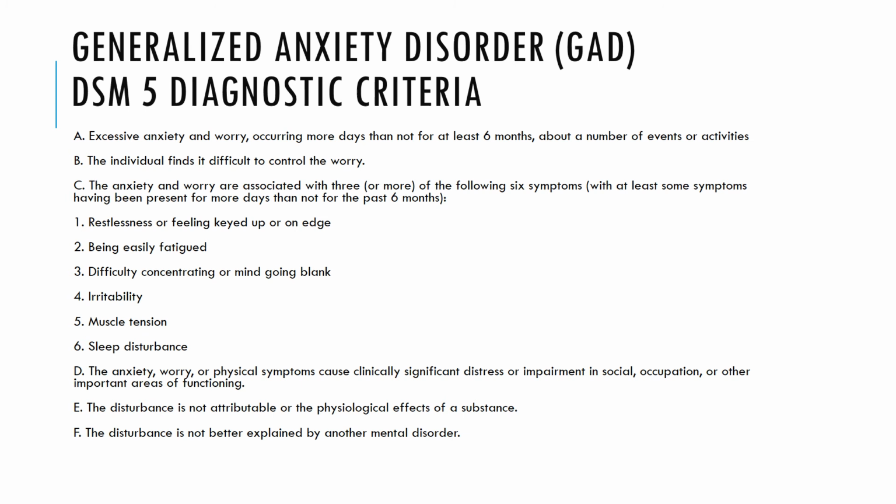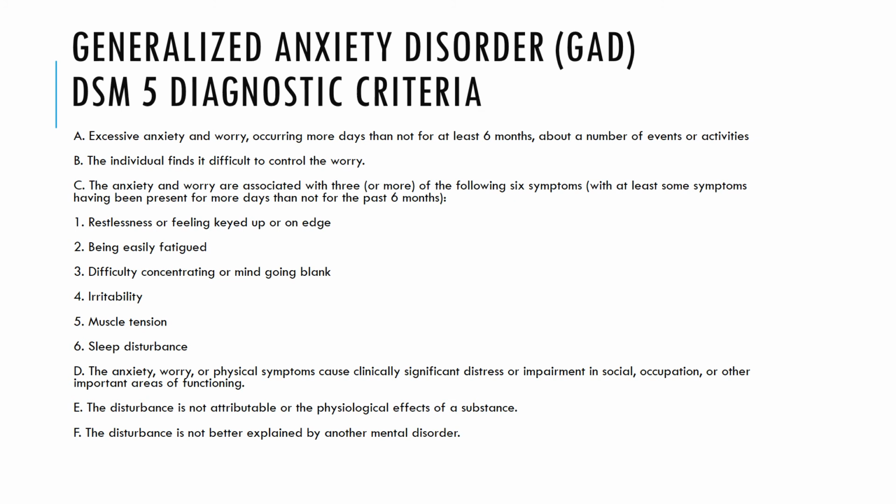The individual finds it difficult to control the worries, so the thoughts just run through your head. The anxiety and worry are associated with 3 or more of the following 6 symptoms. And at least some of the symptoms have to be present for more days than not for the past 6 months. So the sense of restlessness or feeling keyed up or feeling on edge, that's that kind of hypervigilance feeling. Being easily fatigued because it's exhausting that your body is always operating in this sense of fear, this fight or flight all of the time.